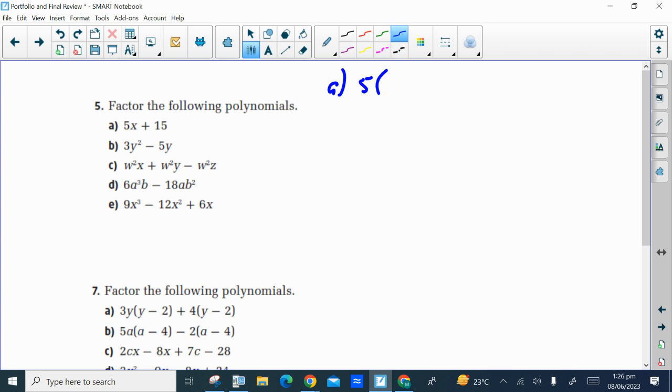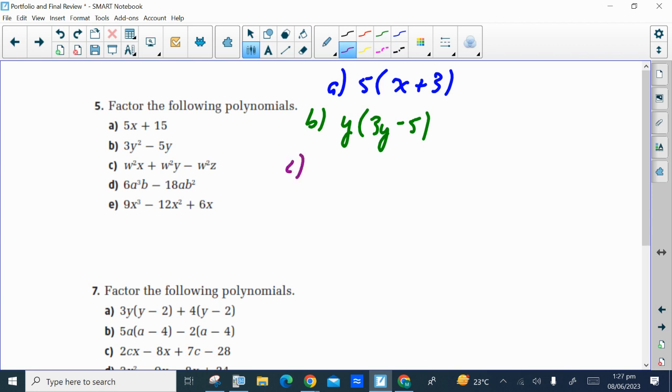The second factor goes inside a bracket, and to get the second factor, you divide each of the terms by the common factor. 5x divided by 5 is just x. Positive 15 divided by 5 is positive 3. There's your factors. Factors are things that multiply together to get what you start with. Question B, the common factor there is just the letter y. And when you divide each term by y, you'll get 3y take away 5. There's your factors.